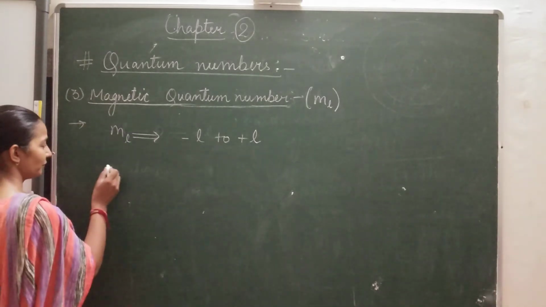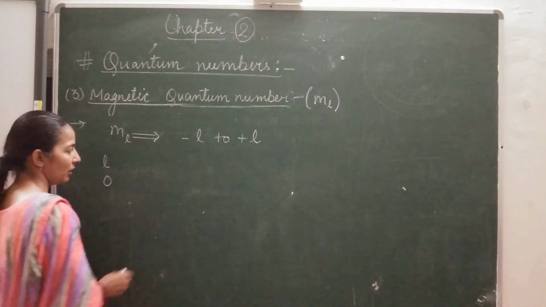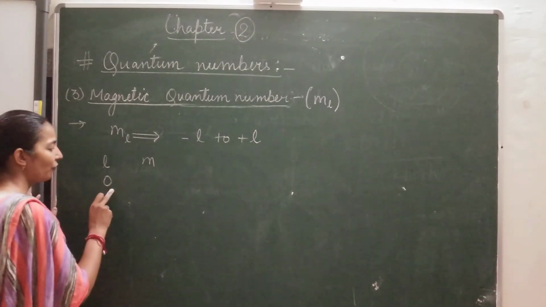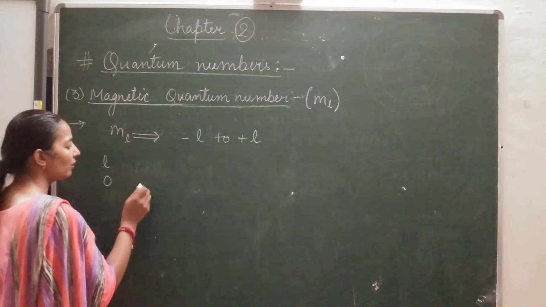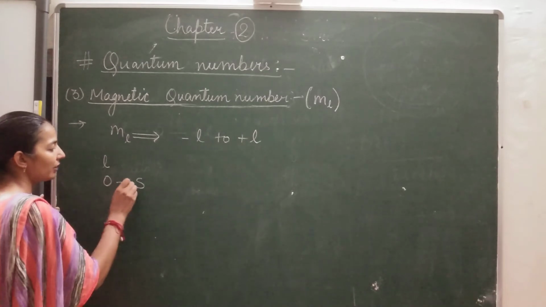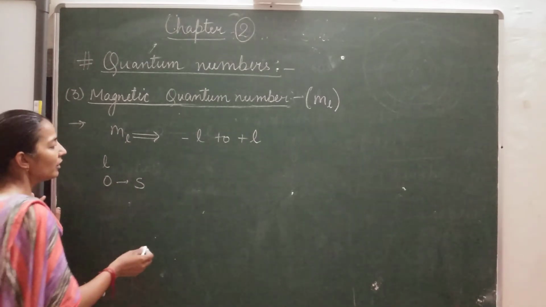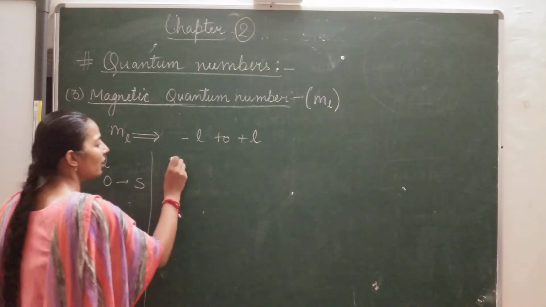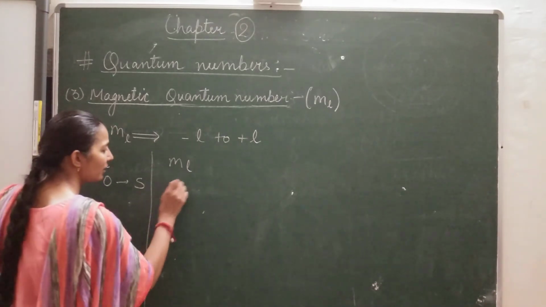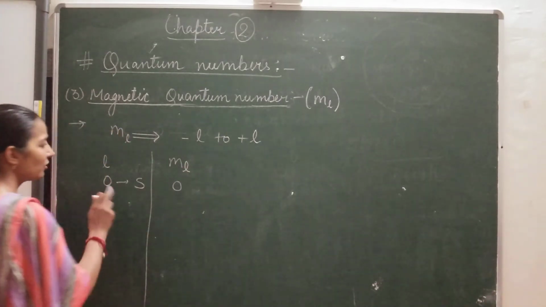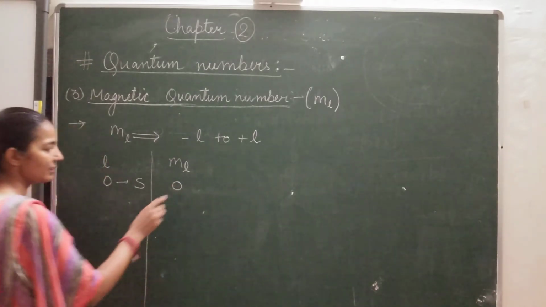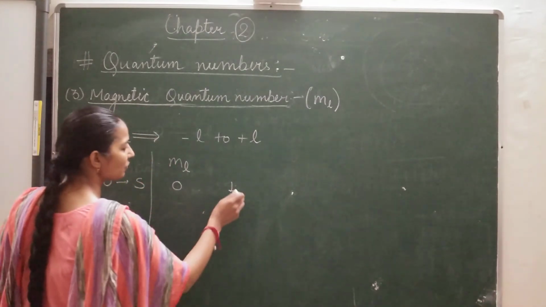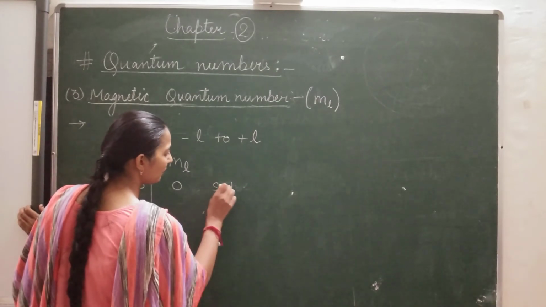For example, the value of l is equal to 0. For l equals 0, the type of orbital will be s orbital, which we get from the azimuthal quantum number. So the number of s orbitals will also be represented by the magnetic quantum number. It will be 0, that is, total count 1. So the number of s orbitals will be 1.